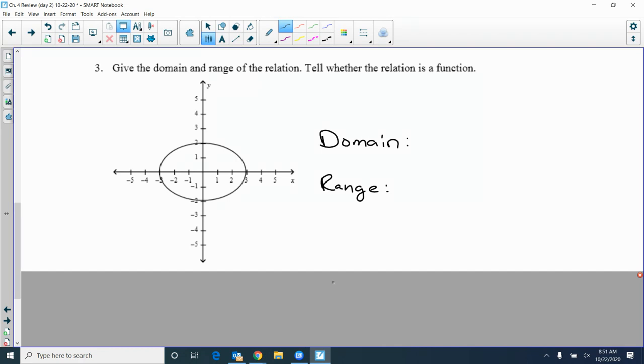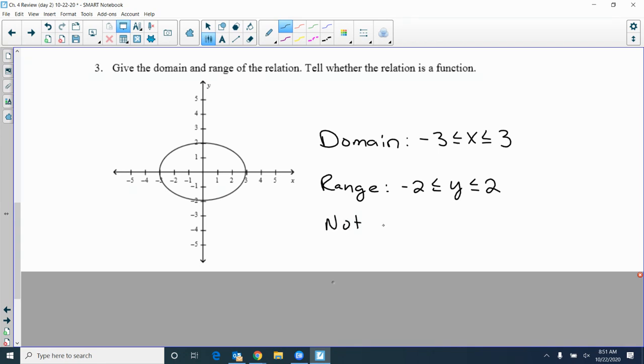Let's see. Okay. All right, what do you think there, Colin, for domain? -3 is less than or equal to x is less than or equal to 3. Okay, good. And Amanda, how about range? -2 is less than or equal to y, less than or equal to 2. All right, now the big one here, is it a function? No. Okay, no, it's not a function.